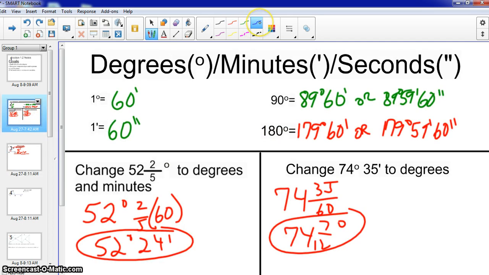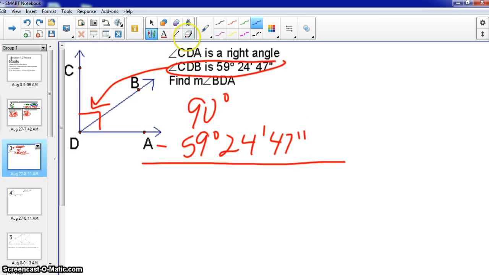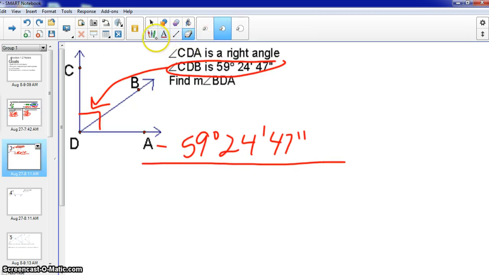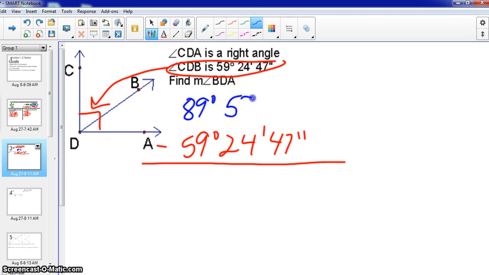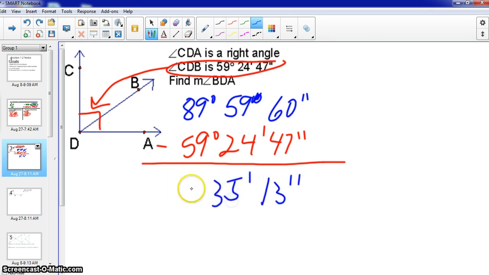So if we go back to the previous page, let's just say that 90 degrees is equivalent to the 89, 59, and 60, we can break it down and allow us to subtract, changing 89 degrees, 59 minutes, and 60 seconds. When we subtract then, we get a final answer of 30 degrees, 35 minutes, and 13 seconds.